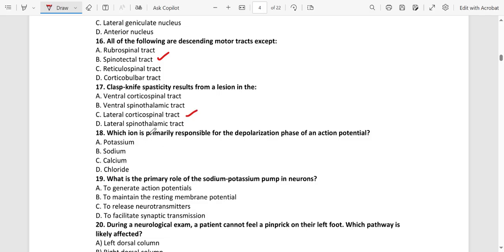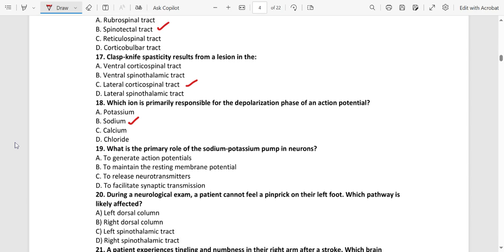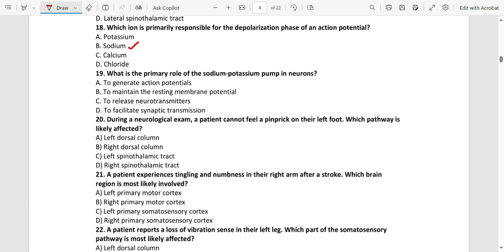Number 18 is saying which ion is primarily responsible for the depolarization phase of action potential. Depolarization. Which ion causes depolarization? Physiology. Anyone? Okay, excellent. Sodium, and it's a sodium influx.